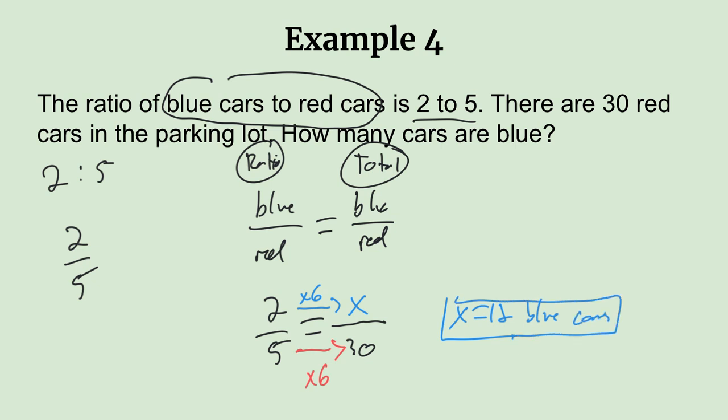The other way we could have done that is cross multiplication. So we'd have 2 over 5 equals x over 30. Cross multiply, so you get 2 times 30 equals 5 times x. So that's 60 equals 5x. Divide both sides by 5, x equals 12.